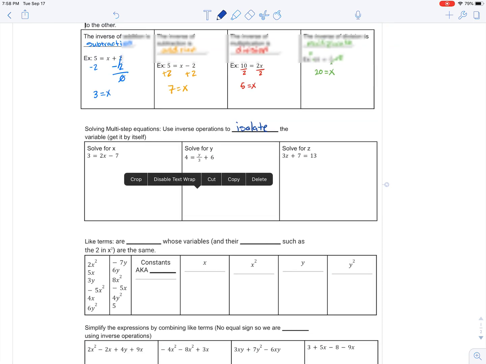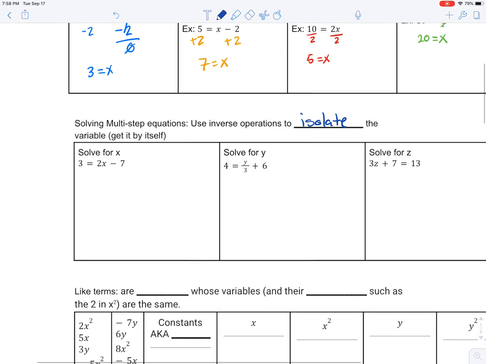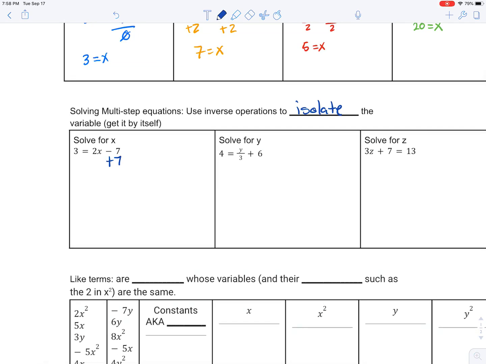The first step would be to add 7. Add 7 to the left, or to the right. So you add it to the left. 10 equals 2x. Now the inverse operation of multiplication is division. Divide, divide. x equals 5. You can plug that back into the original and check it out.